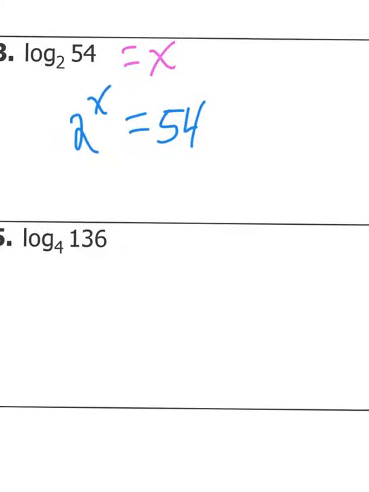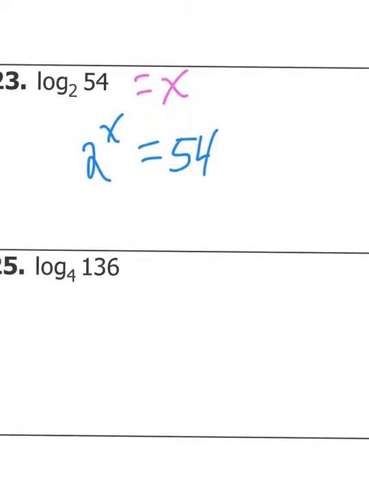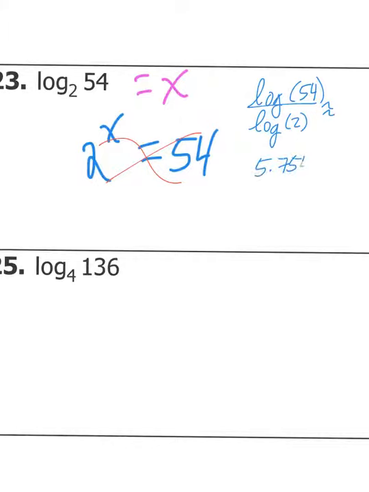Now for this one, we're not going to do it this way. We're going to do it with a change of base. So it will equal log of 54 divided by log of 2. Punch that into your calculator. You're going to get approximately 5.7549. All right, then I want you to pause the video. If you've got that set, pause the video and do 24, 25, and 26 on your own, check your work, and then we're done.